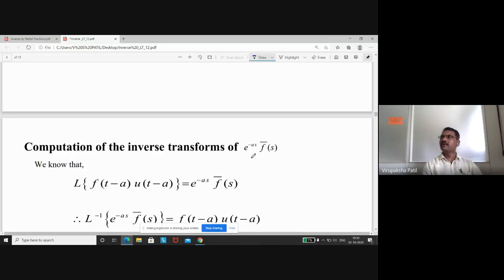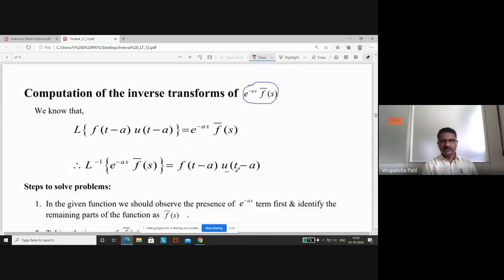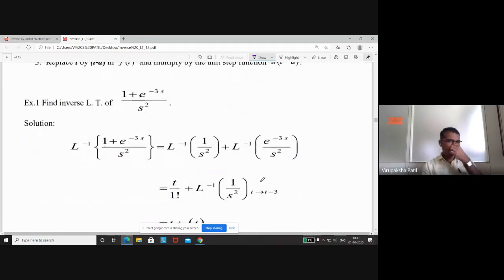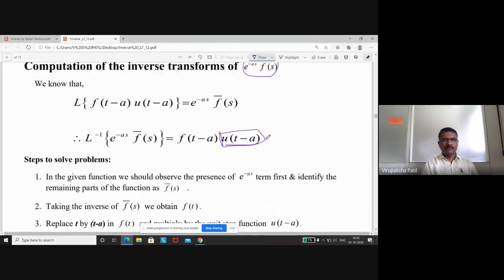Many F bar S exist in different cases. Suppose your F bar S consists of e to the power minus a s, that is exponential form, into some function of s, then what you have to do is definitely express it in terms of a unit step function. You know how to do this, we discussed it in the last few classes, and you already know the method, and we have taken some examples on this. Probably some people said this is not for the syllabus, but for understanding purposes at least you must know this. So please keep in mind, concentrate on this also.